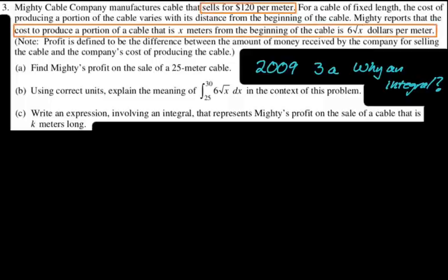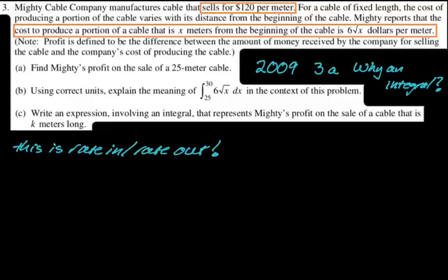So we know that the cable sells for $120 per meter, and we know that the cost to produce a portion of a cable that is x meters from the beginning of the cable is 6 root x dollars per meter. This is really a rate in, rate out problem, so you want to do a lot of practice so that when you get to this, you're just like, yes, I know what's going on. This is rate in, rate out.